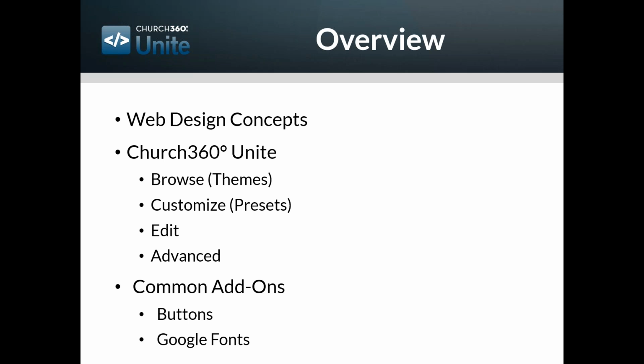So we're going to talk about some core concepts of web design. We're going to get into Church360 Unite and how the themes actually work. So we'll go through how to add a theme, how to clone a theme, which is saving as, how to customize the different things which are called presets. Then we'll get into a little bit more advanced stuff with the edit view. I'll show you how to edit your theme, and then our new advanced tab, and then we'll use that tab as well as the edit to do a few common add-ons, including buttons and Google Fonts. So we've got a lot to cover.